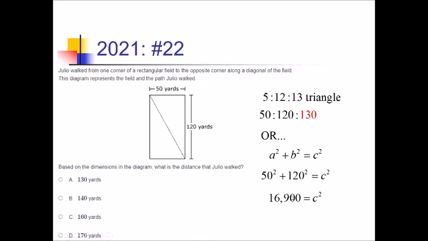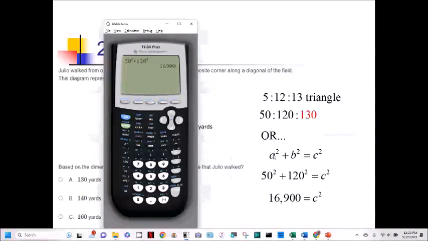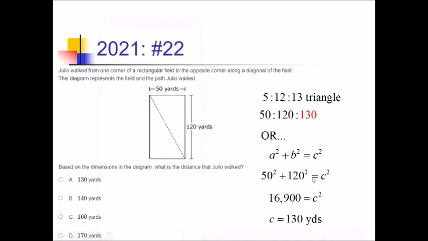Now, to get c by itself, I have to actually take the square root of that number. So in my calculator, I have to do second x squared to get the square root, whatever you need to do on your calculator. And then I'll do 16,900 and enter, which confirms my answer that I had earlier of 130. And normally if you square root an equation, you need a plus or minus, but we don't really need negative distance, so we can throw the negative answer out. So that ends up being choice A.